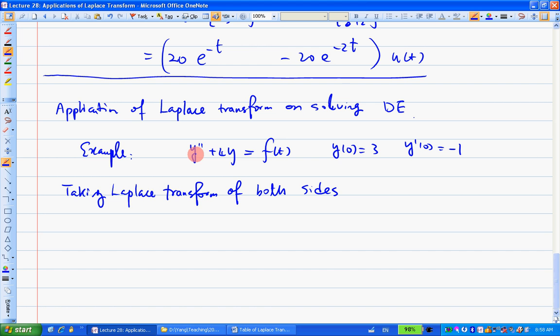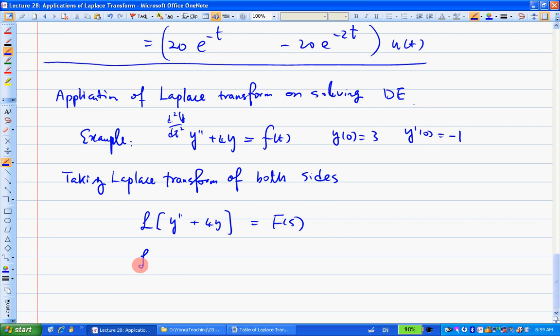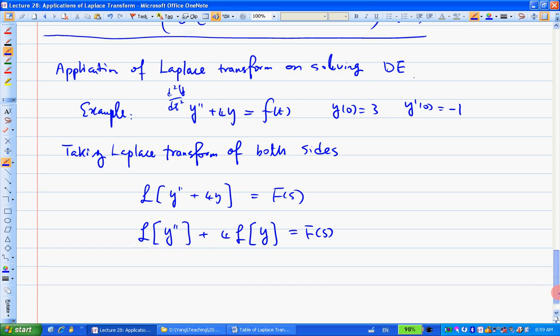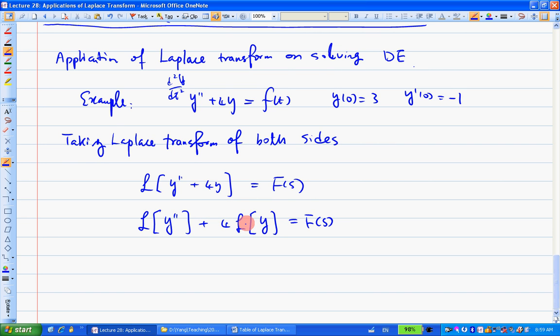First, what's the Laplace transform of the second order derivative of the y function? You're talking about a function of t, so this is d squared y over dt squared. The first term is the Laplace transform of y double prime, plus 4y, equal to the Laplace transform of f, which I'll indicate using capital F of s. The second term is just the Laplace transform of y, so it's 4 capital Y of s.